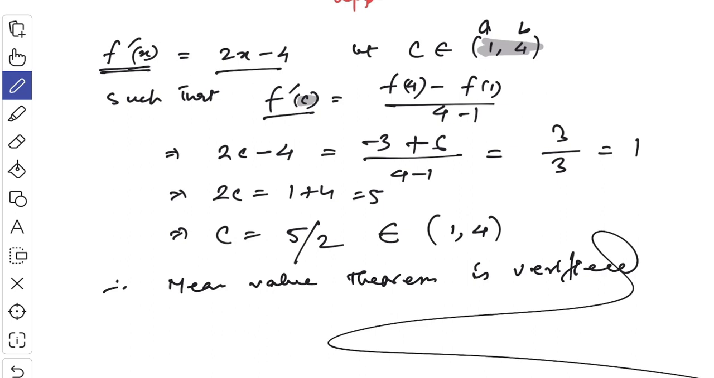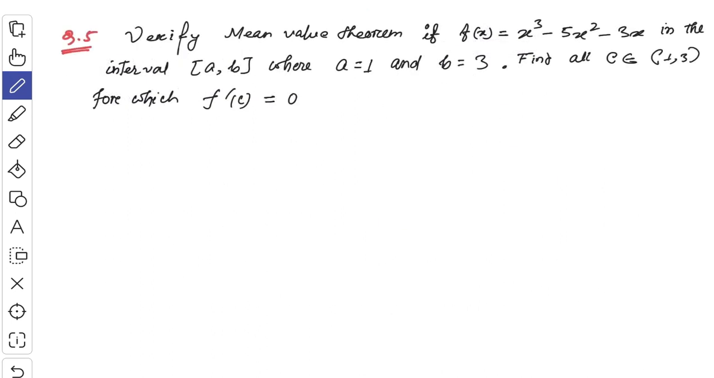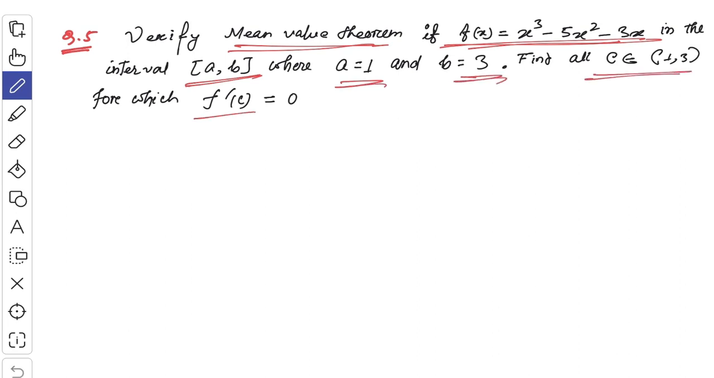So hope you have understood this. Now let's move on to the next question. 5. Here we need to verify again the mean value theorem. This is the given function. This is also a polynomial function, and the closed interval is given, a to b, where a is 1 and b is 3. So we need to find c belongs to 1, 3, for which f dash c is equal to 0. So now first let us verify the mean value theorem.